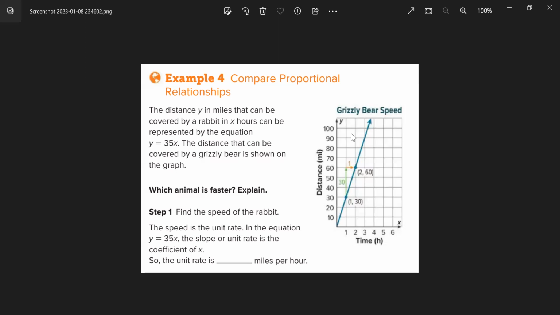Now, how would I solve it? Step 1 says right here in the example in your book, find the speed of the rabbit first. The speed is the unit rate. In the equation y equals 35x, the slope or the unit rate is the coefficient of x, the number that doesn't change in the equation. In this case it is 35 miles per hour. That's the first thing we need to know.